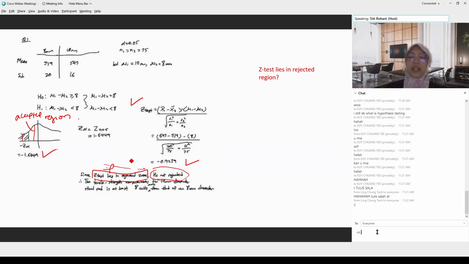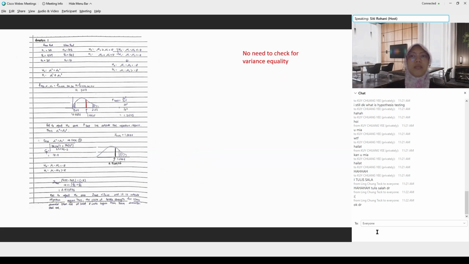Everything is correct except this one. And then this one, no need to check for the variance equality. This one I already mentioned to you before.